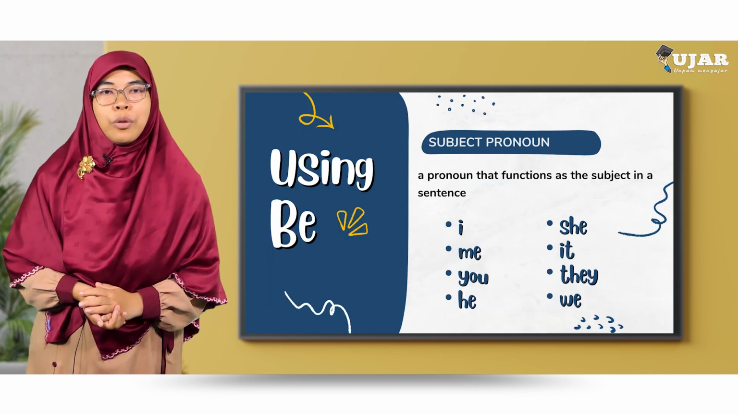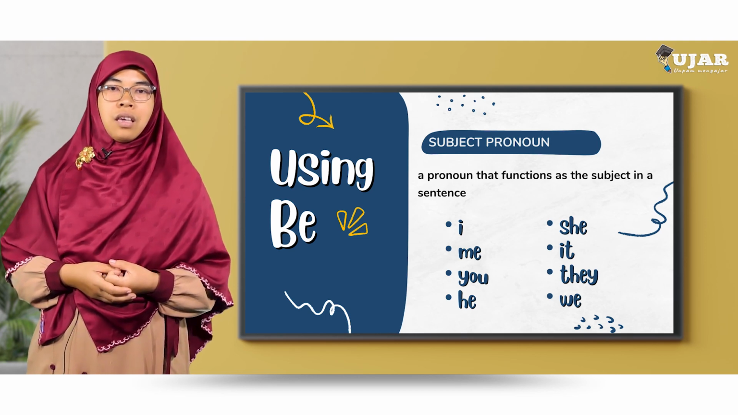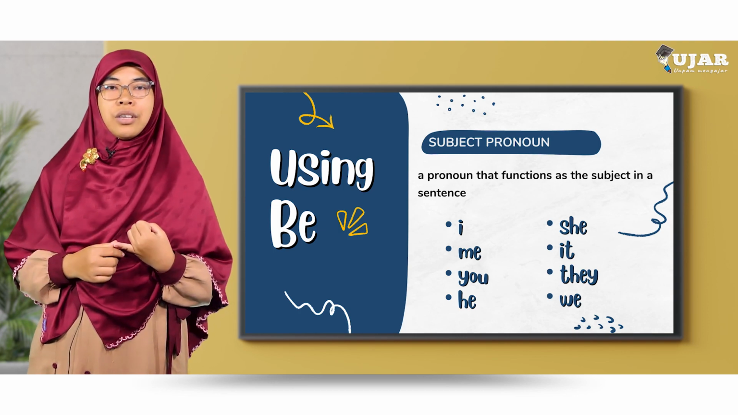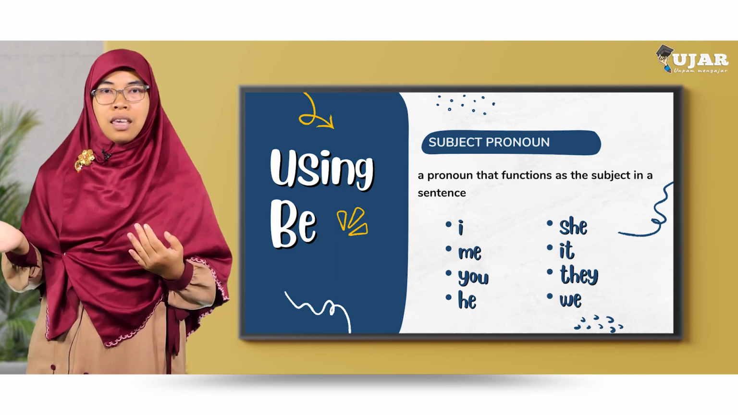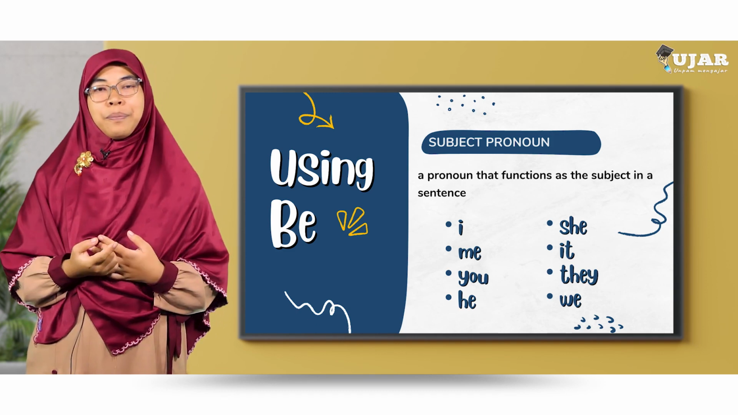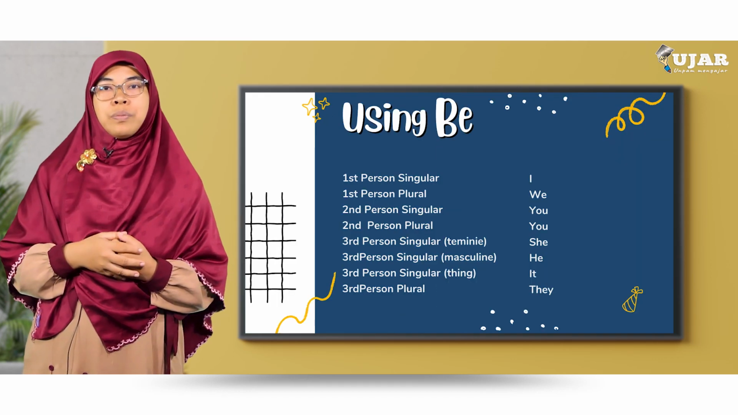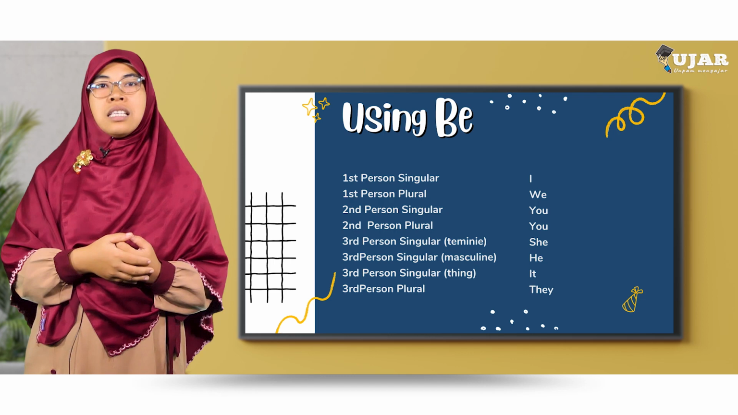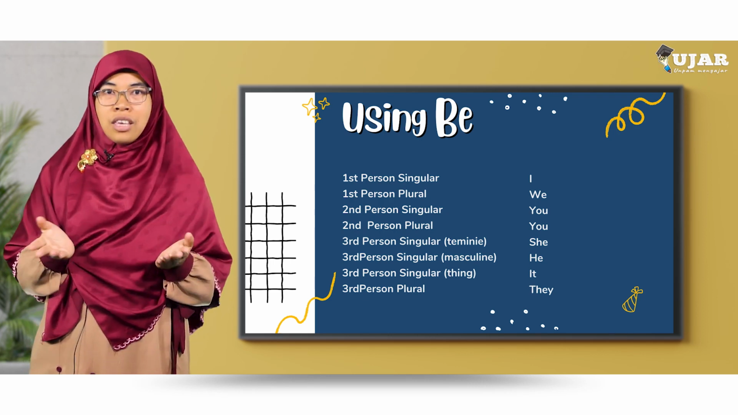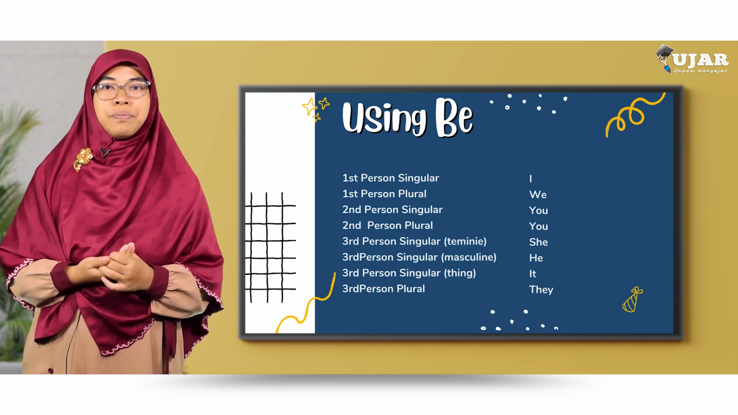And the third of our topic is using be for pronouns. There are 7 subject pronouns in English: I, you, they, we, he, she, and it. Subject pronoun I is the first singular person. You is the second singular or plural person. They is for third plural persons or nouns.